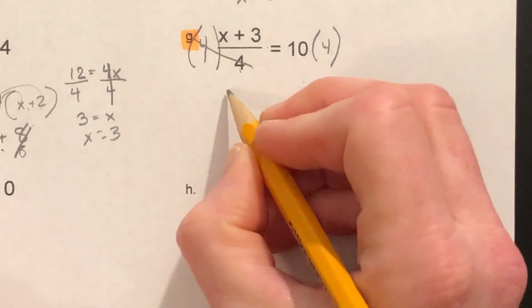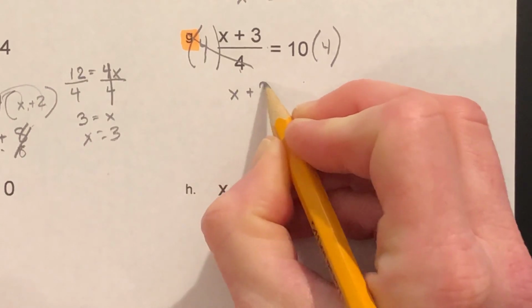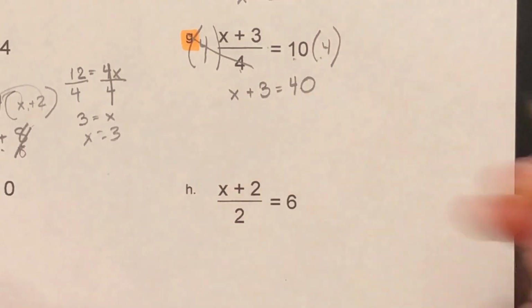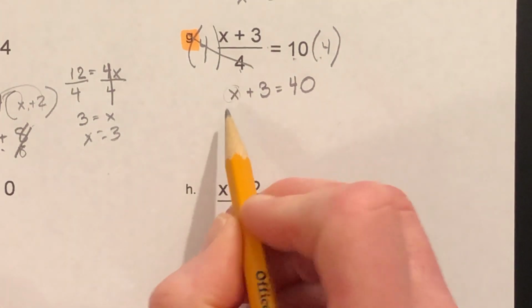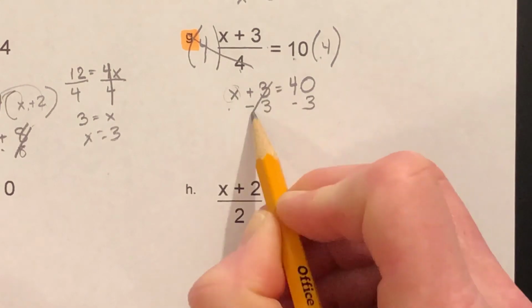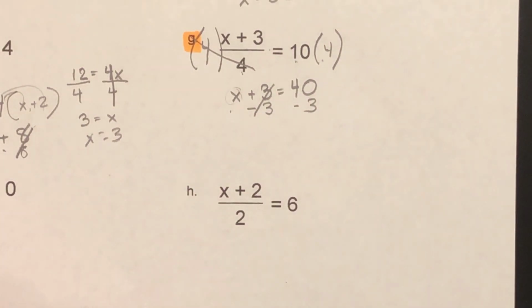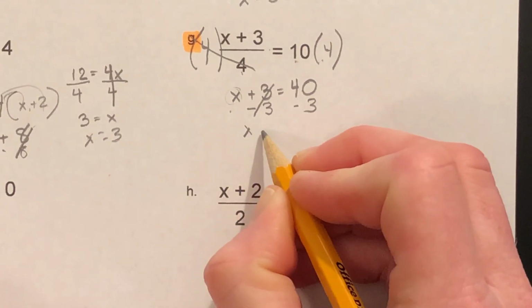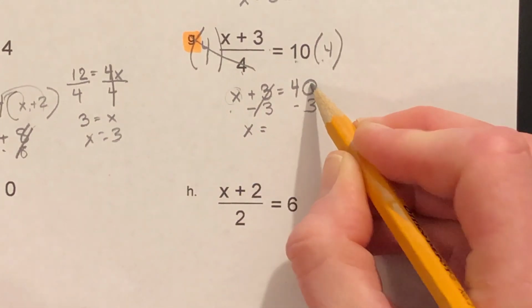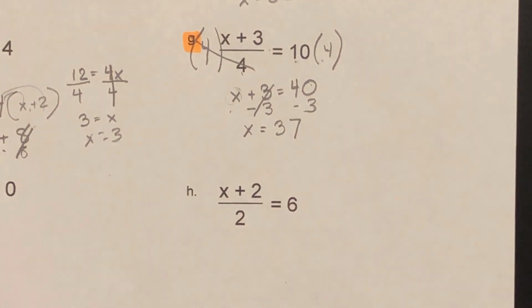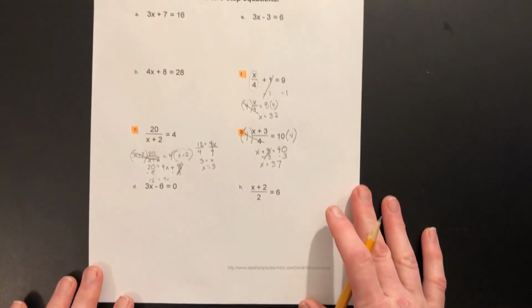That cancels out. I have x plus 3 equals 40. To isolate just the x, I will subtract 3 from both sides. That leaves me with x equals 37. Now you may finish 12.